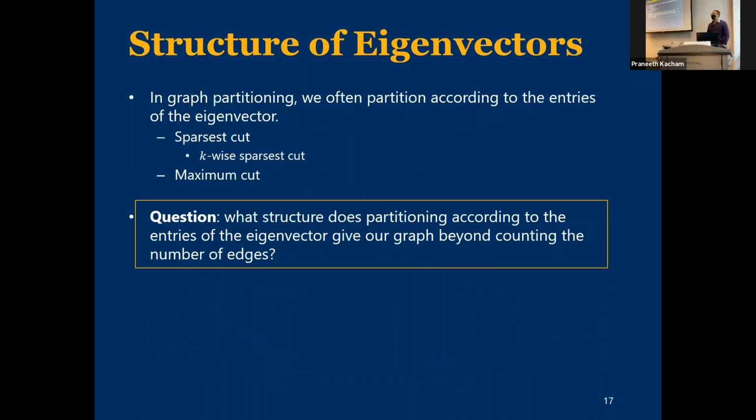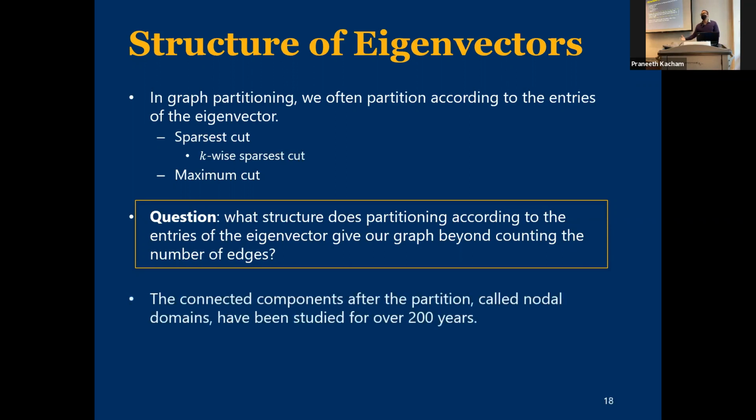So what we're going to ask is this. Like we said, by partitioning according to the eigenvector, this will induce a partition of the graph. And we want to figure out more about what this partition actually gives us. Usually, these partitioning algorithms are concerned with how many edges we cut. But we're going to be asking other questions about this partition. Specifically, we're going to be looking at the connected components that we have when we partition according to the eigenvector. And these connected components are a well-studied object, called nodal domains.